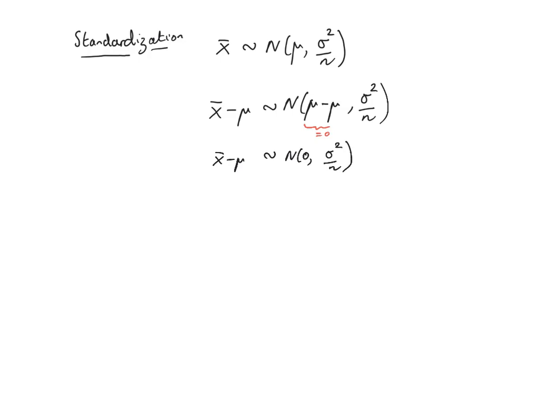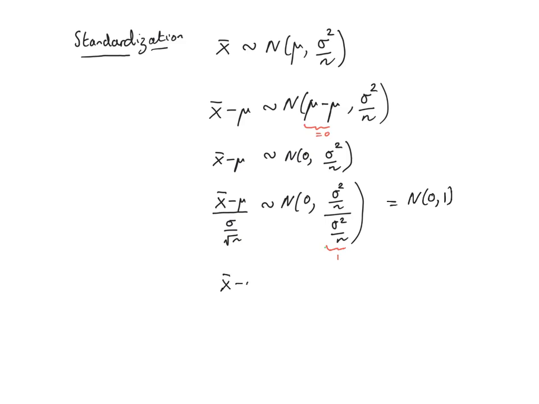And then again, by a standard property that we saw before when we were taking out a constant and squaring it, if we divide through by the square root of the variance, so if we divide through by sigma over root n, that will have a normal distribution with mean 0, and variance sigma squared over n divided by the square of that quantity, and that will have a variance of 1. So this quantity here, x bar minus mu over sigma over root n, follows a normal distribution with mean 0 and variance 1. And again, that's a key result, and we're going to explore that a little more.